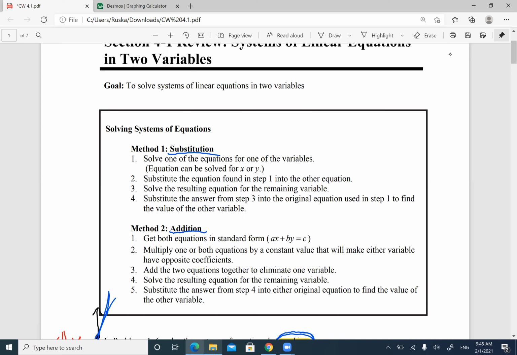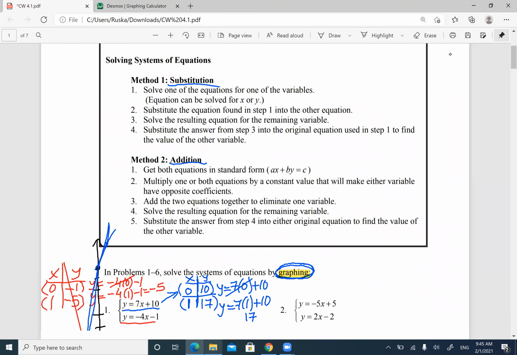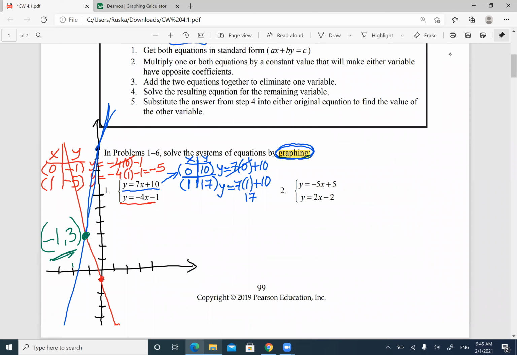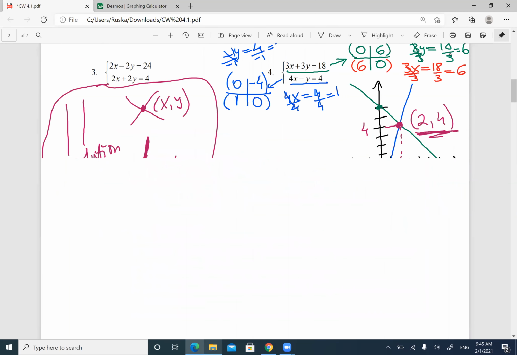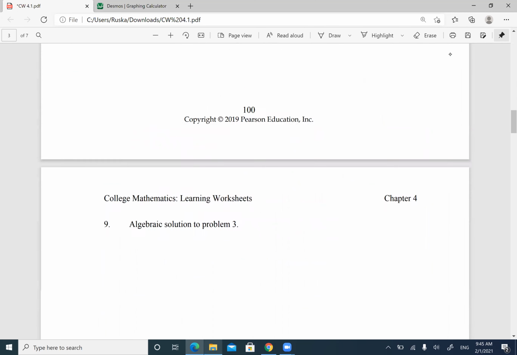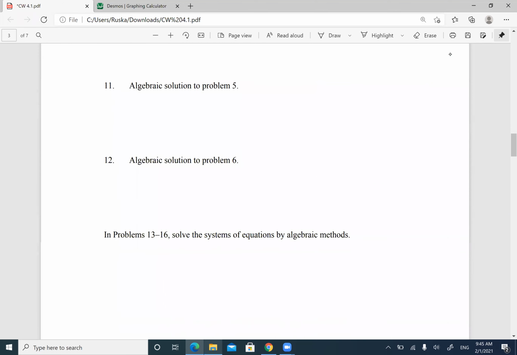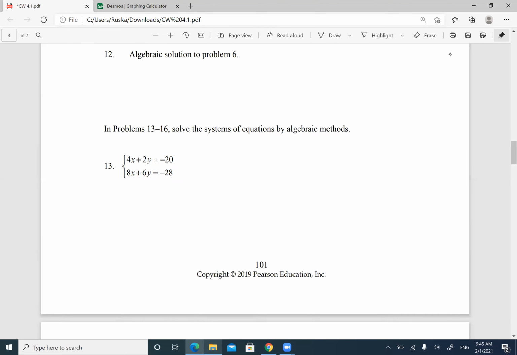So here we have the steps if you want to look at a step-by-step process, and I'm going to show you exactly how that works in one of the next systems of equations. Let's start with number 13.